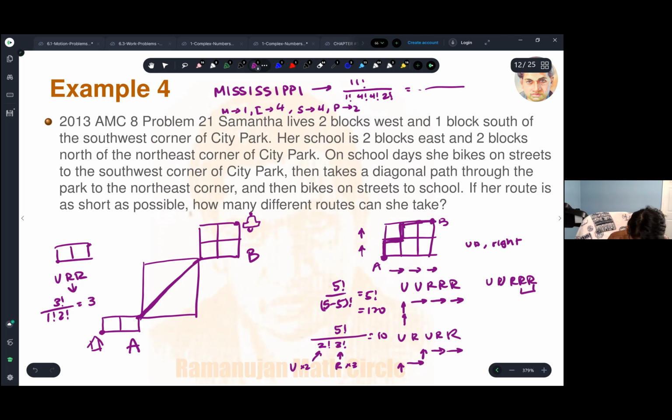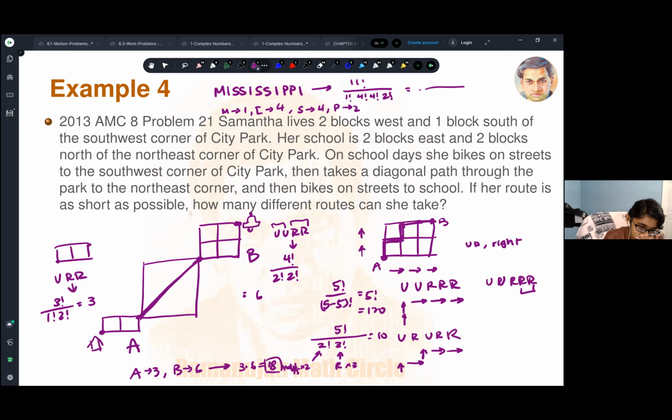Then event B is going from the northeast corner of City Park to school. That would be U, U, R, R, so 4 factorial divided by 2 factorial times 2 factorial, because U occurs twice and R occurs twice. If you solve that, it's 6. So event A occurs 3 ways, event B occurs 6 ways, and A and B together give 3 times 6 equals 18 ways. So there are 18 different routes she can take. And remember, through City Park there's only one path because she's going diagonal.